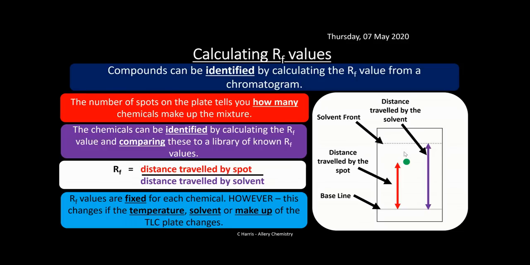Okay, so that's important. However, this changes if the temperature of the solvent or the makeup of the TLC plate changes. So it depends on what the stationary phase is made from, the mobile phase, and obviously the temperature will have an impact. It's very important, and this is the same with anything in science, that you keep your control variables the same, and the independent variable is the one which you change. So it's very important to keep as many things the same and just change one thing at a time. That means you can make comparisons between them and come up with valid results and draw valid conclusions as well.